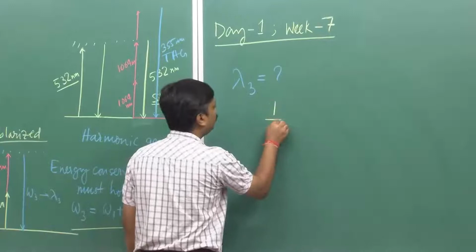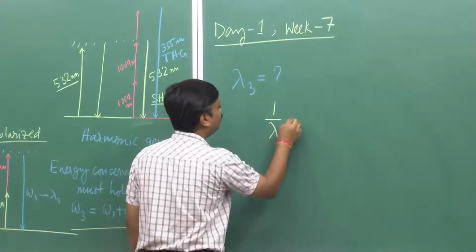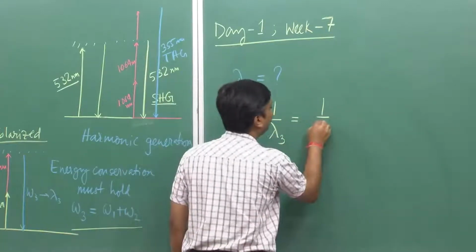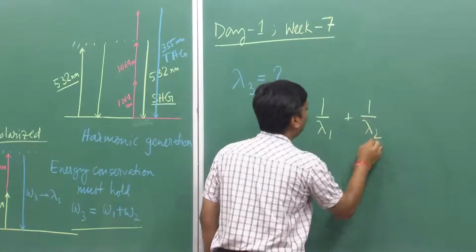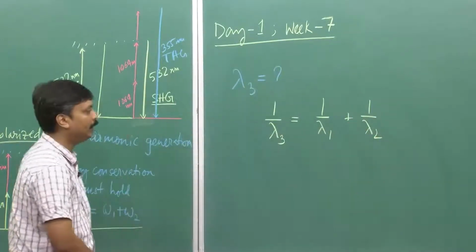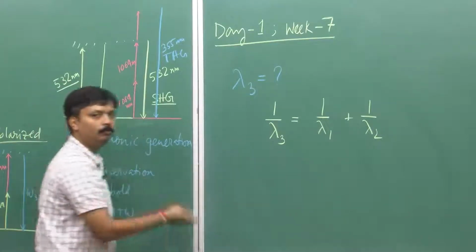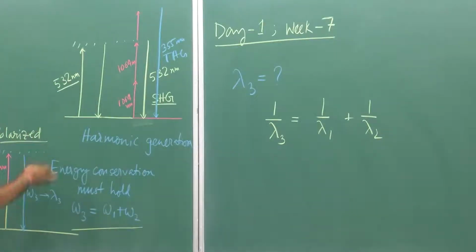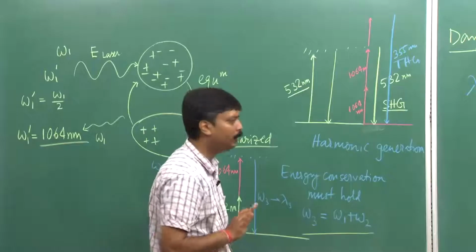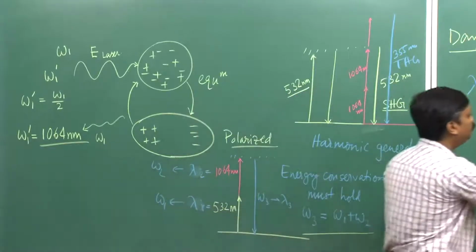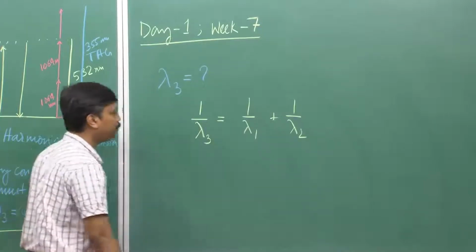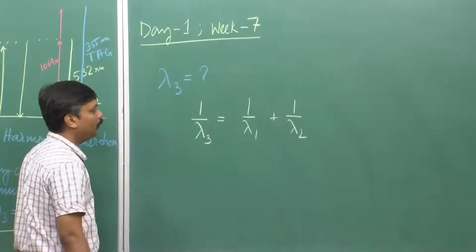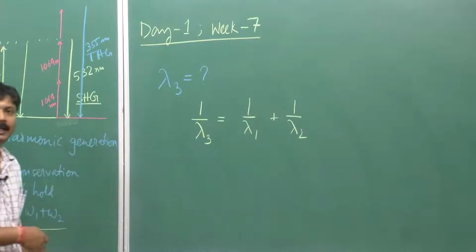It is 1 by lambda 3 equals 1 by lambda 1 plus 1 by lambda 2. Lambda 1 and lambda 2 are my incident photons, and lambda 3 is the photon that I am getting out of this nonlinear process, which is again a second order nonlinear optical process, because I am using 2 different photons to get a third single photon. So, now you can immediately check this.